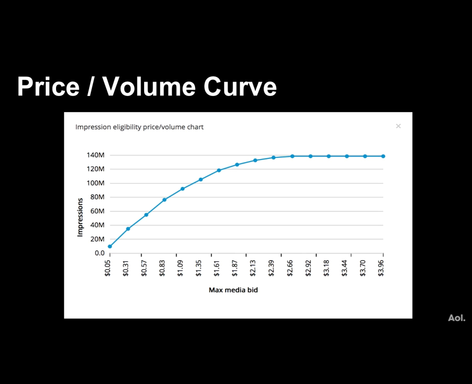The type of forecasts that we'll generate are something along the lines of this. For example, this is a price volume curve. What it shows is it gives an advertiser an idea that at any given bid price, how many ads they may expect to show per day. And typically we'll generate in the order of magnitude of 500,000 of these types of forecasts every day, and the responses need to come back in milliseconds.